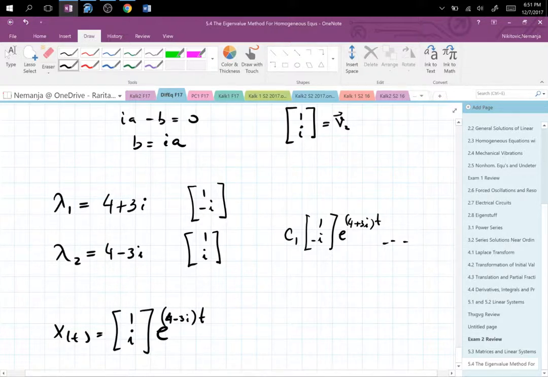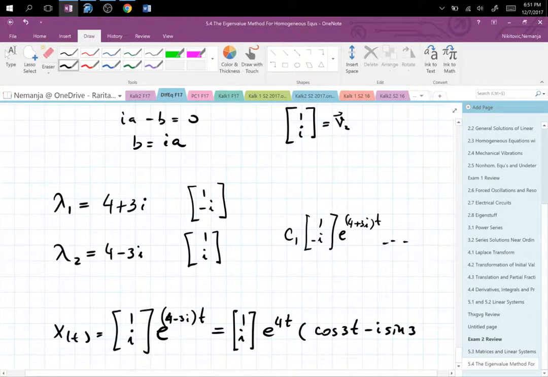We're going to put that at the end. I'm just going to write this out. So 1 and i, times e to the 4t, and then we have our good old cosine 3t minus i sine 3t. Right? So that was that.